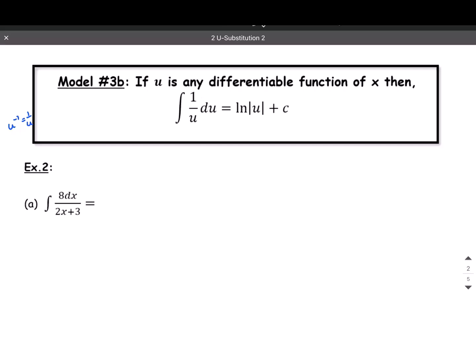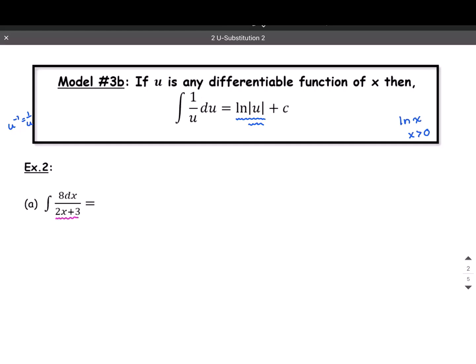Now, there's one thing you have to be careful about. When we go backwards and do the antiderivative of 1 over u du, we don't just say it's the natural log of u plus c, because we have to be careful. We know for the natural log of x, you can only have values of x that are greater than 0. The domain of a natural log is x greater than 0. So what we do, the antiderivative of 1 over u du is the natural log of the absolute value of u plus c, okay? So if we look at this example, 8 dx over 2x plus 3.